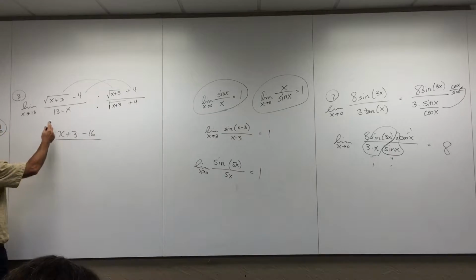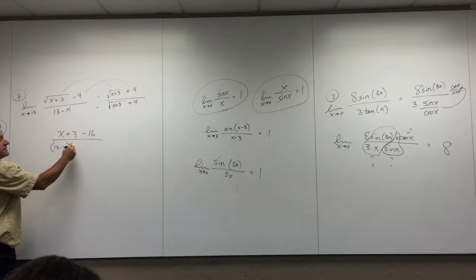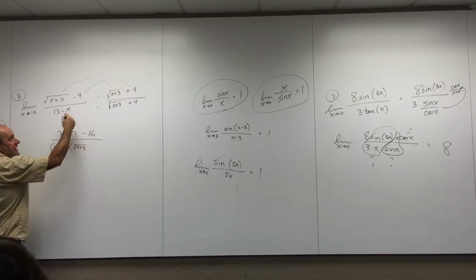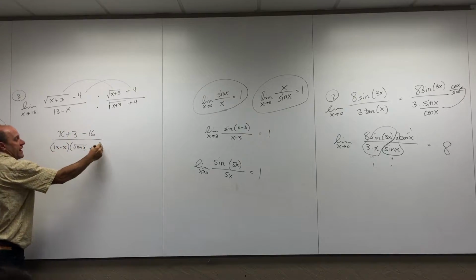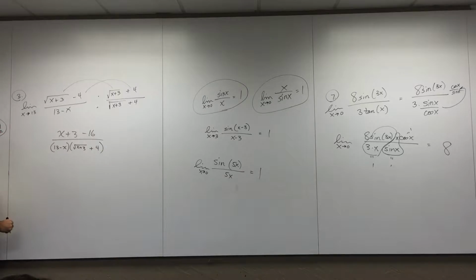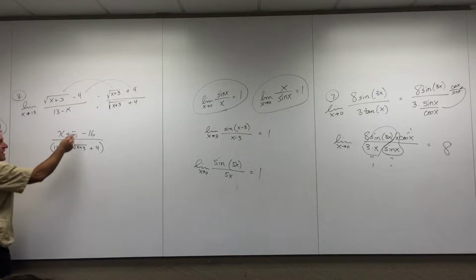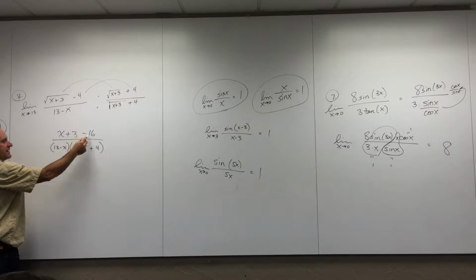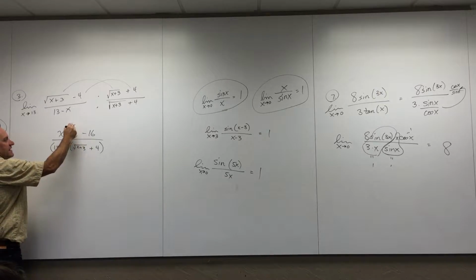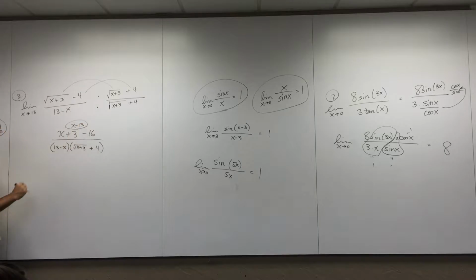The denominator, please do not FOIL out. The denominator, leave just like it is. I mean, it's multiplied together, but don't FOIL it out. This is awesome. What is this? This is 3 minus 16. This is x minus 13.